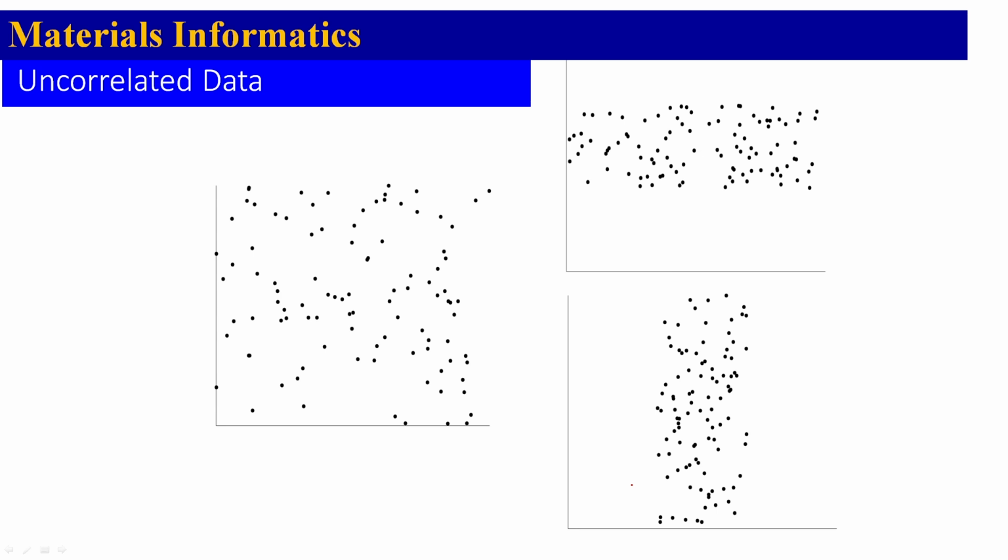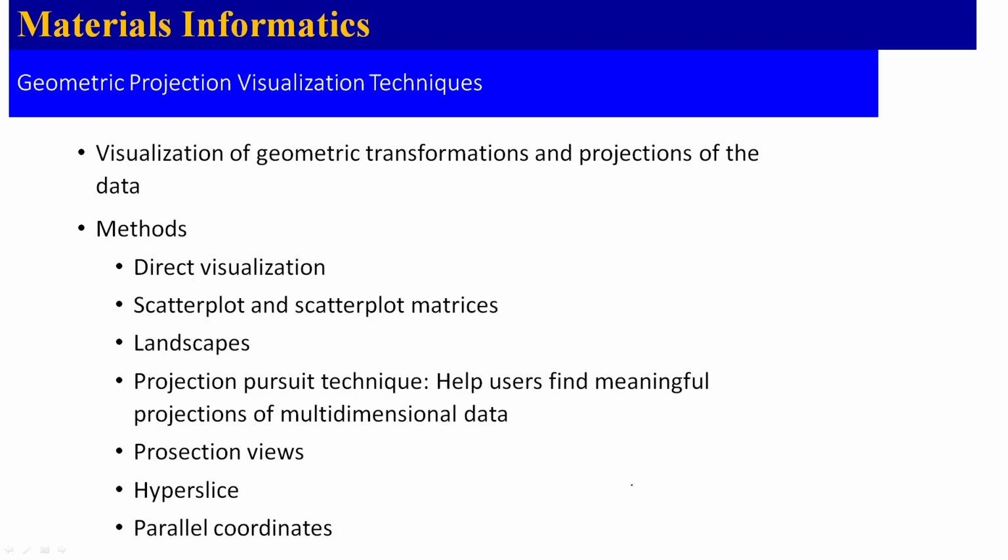You can see in these plots you have a lot of uncorrelated data. You do not see specific clusters, no correlation found. So, there are many ways one can visualize other than these two. You can visualize using geometric transformations or projection of data.